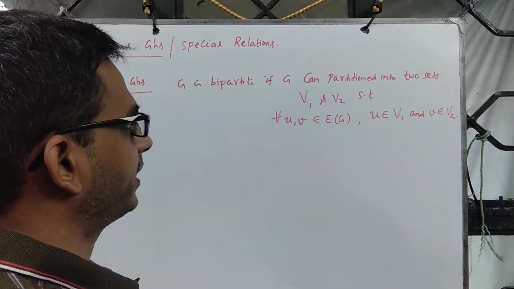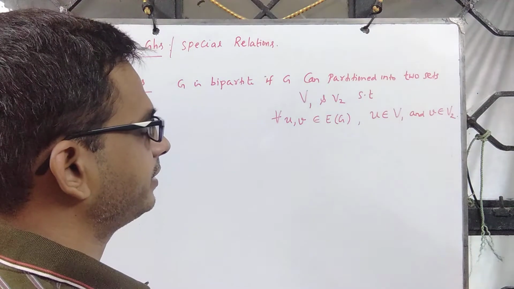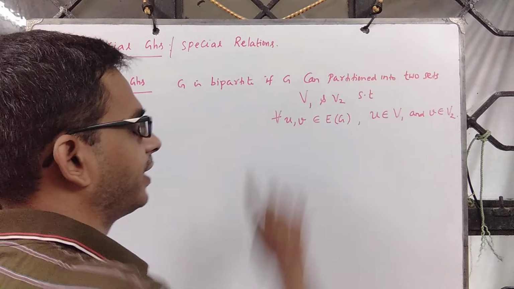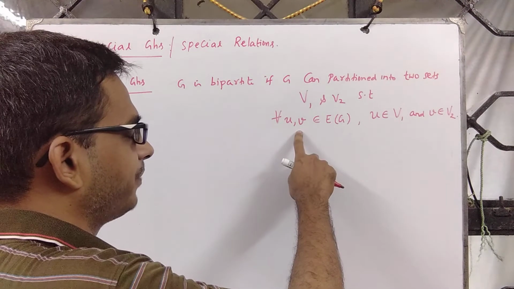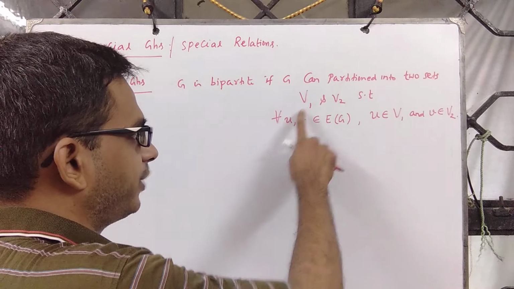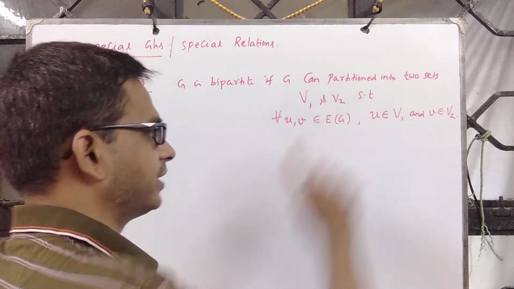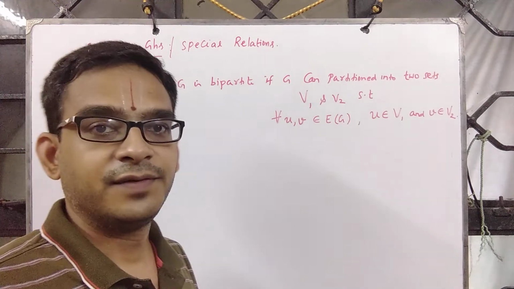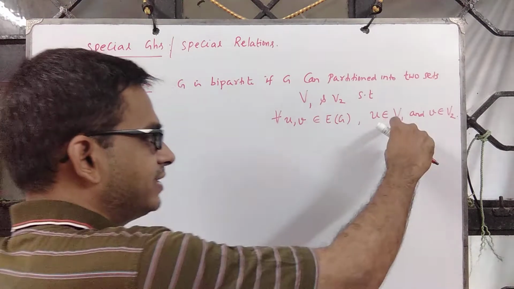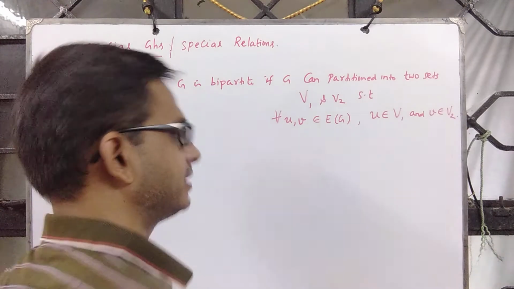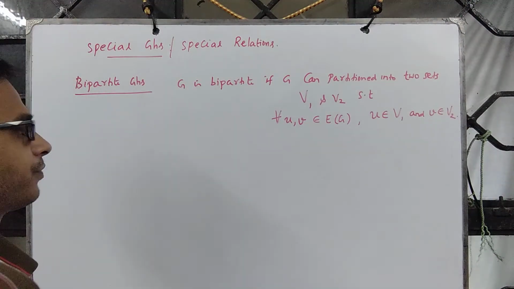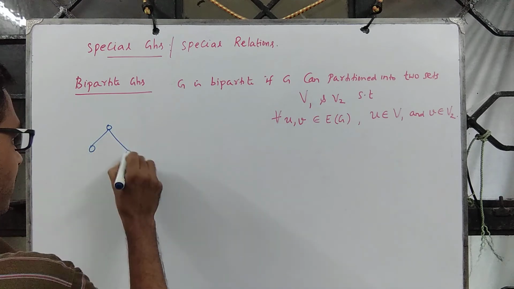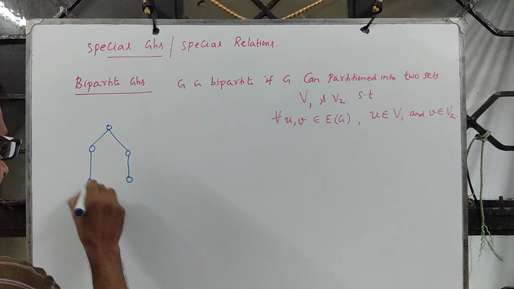So G is bipartite if G can be partitioned into two sets such that if you look at an edge U V, then one endpoint is in V1 and another endpoint is in V2. This is true for all edges, which means there are no edges inside V1, there are no edges inside V2. So what this says is, suppose graph looks like this.